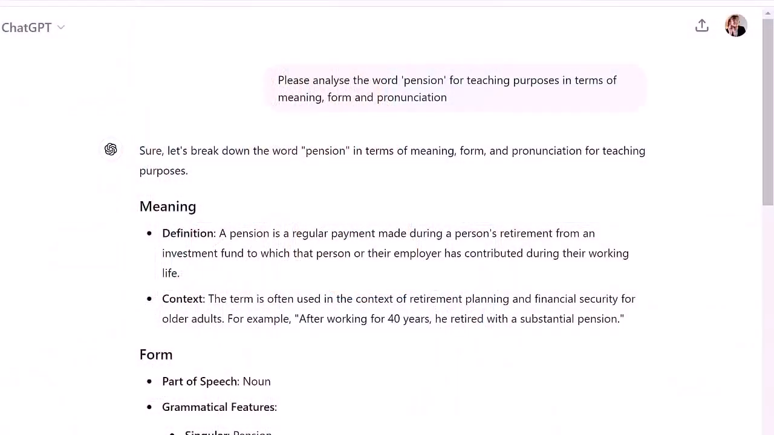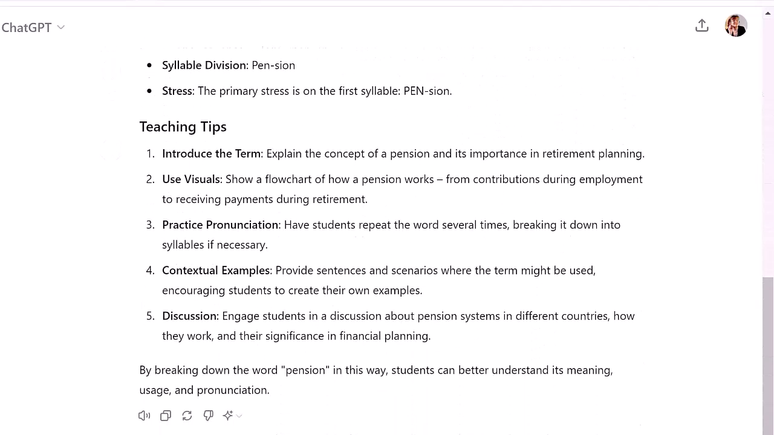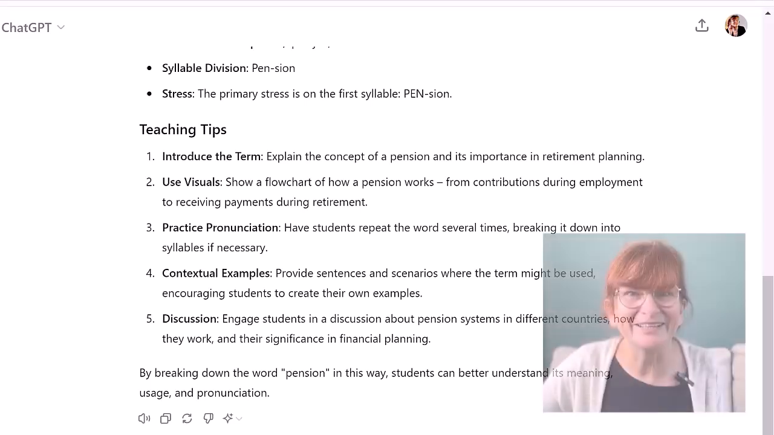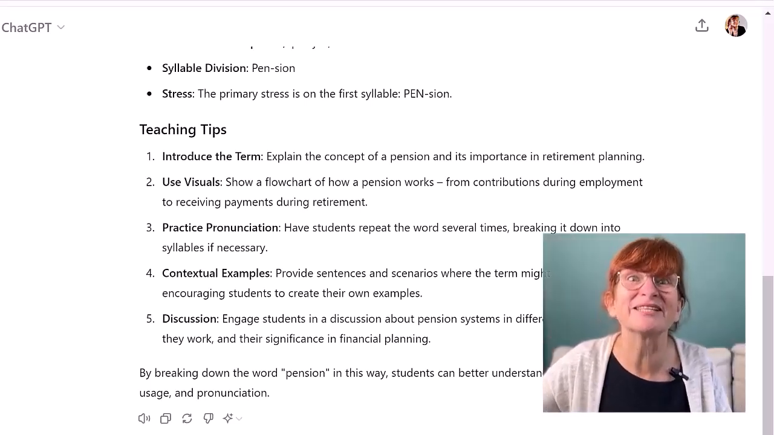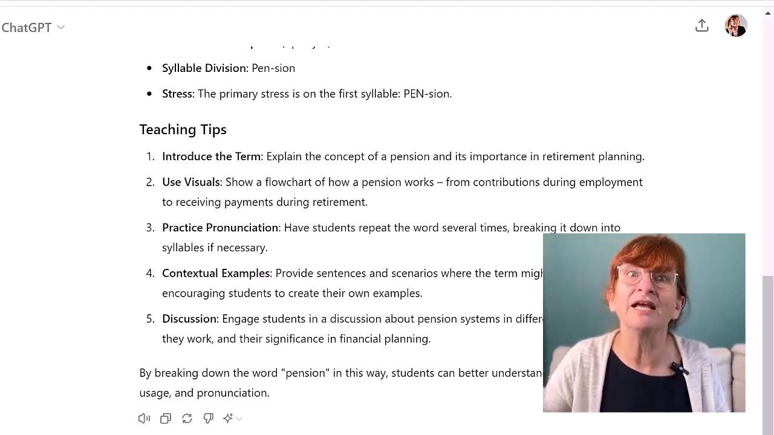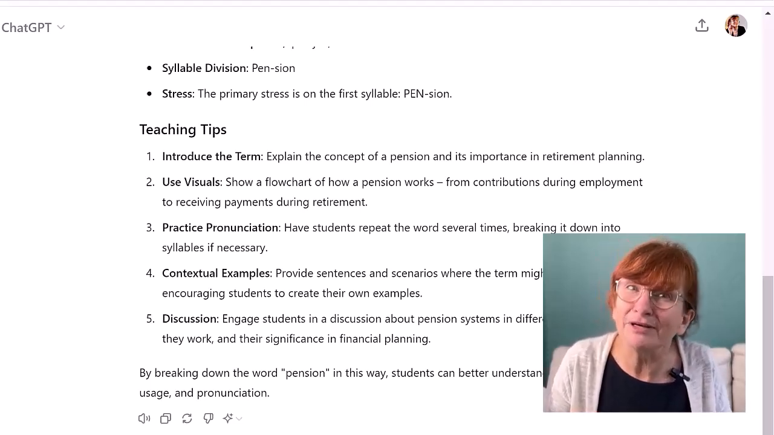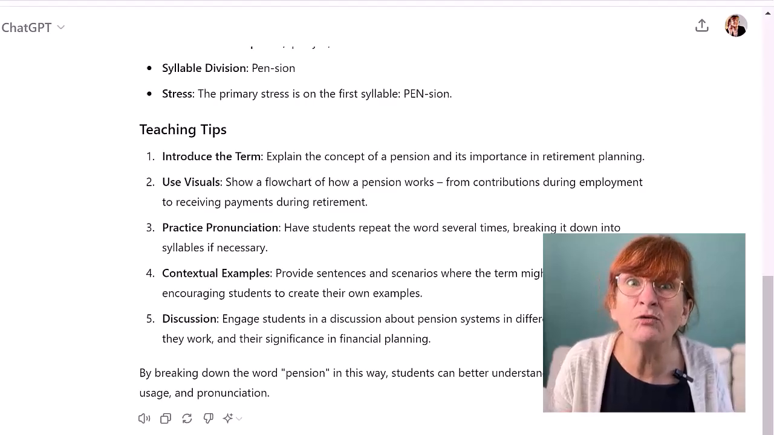ChatGPT gives the same thing, but it also includes some teaching tips that personally I think are a bit dodgy. If you look at these ideas, they fall into the same traps that CELTA trainees often do. They're explaining the concept of a pension as if the person you were teaching it to didn't know what one was. Now, your adult learners do know what a pension is. They know it's important to plan for the future. They just don't know what the word for it is in English.